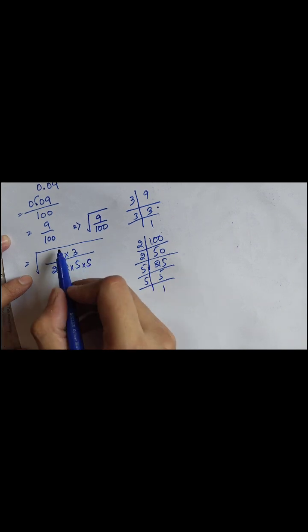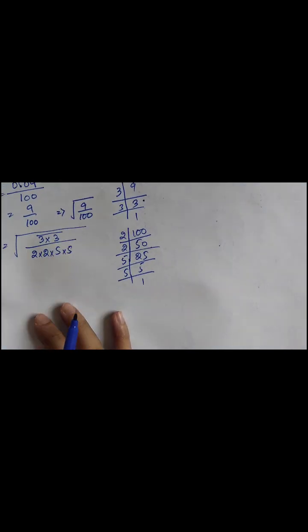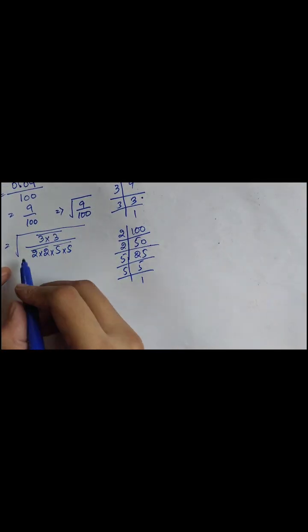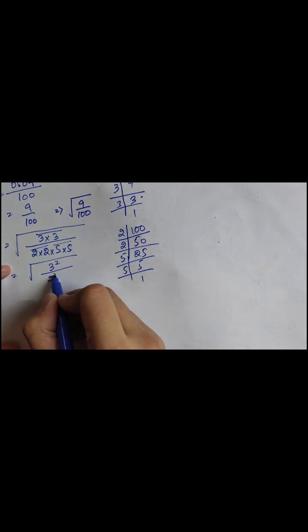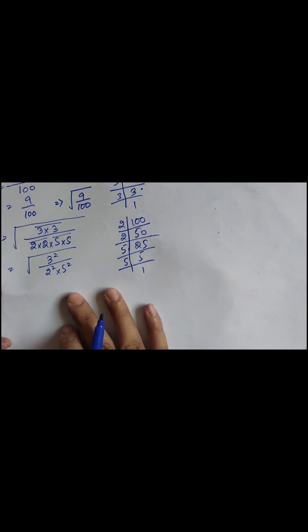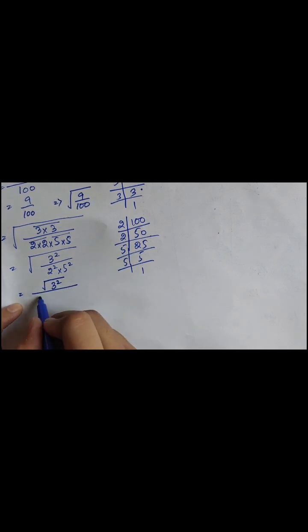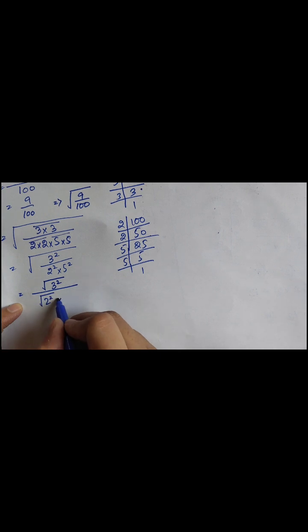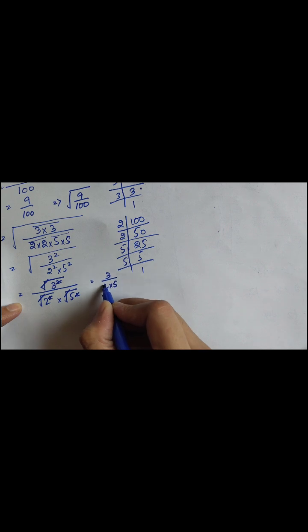Now we have to make pairs of these numbers. One pair this, other pair is this and this. What we can see, it becomes 3 square over 2 square into 5 square. Both the numbers can be written in the form of square. Now we have to split the square root on each number. You can say divide, you can say separate the square root on each number. So we can separately cut this square with this square root, this square with this square root, and this square with this square root, and it becomes 3 over 2 into 5.